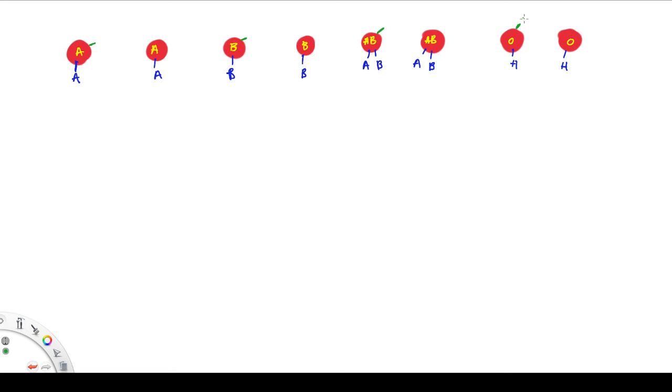Did I say O? Actually, I should say D. Yeah, the D antigen. So any cell that has the D antigen, they're positive. So that means this one will be A positive, and this one is A negative. B positive, B negative. AB positive, AB negative. O positive, O negative. Total possible blood types are what? About 8 types. Maybe there's more, we haven't discovered it yet.